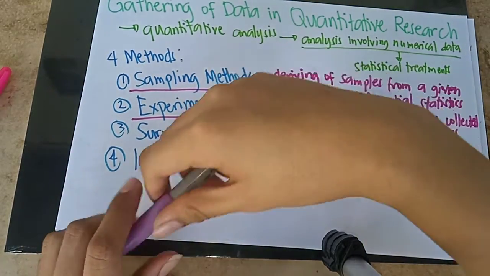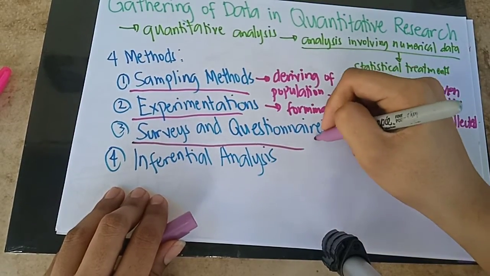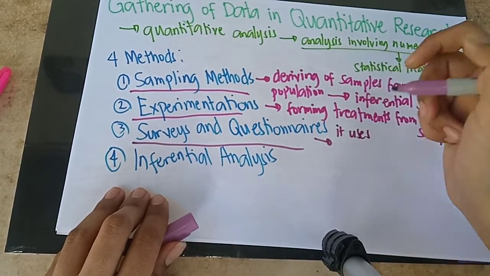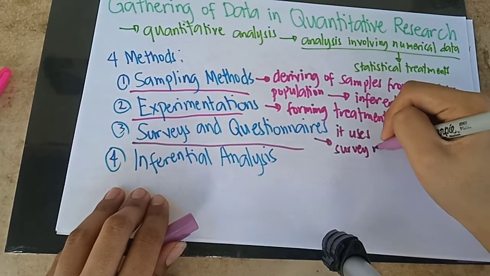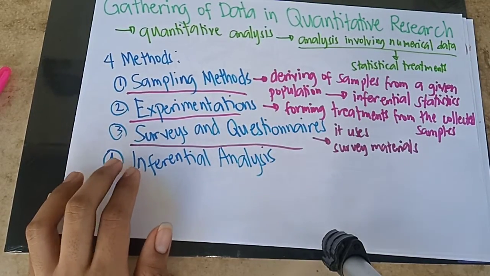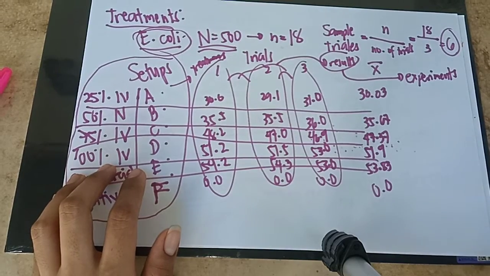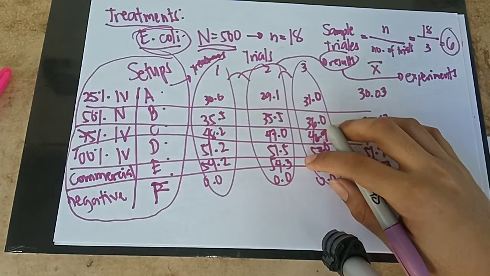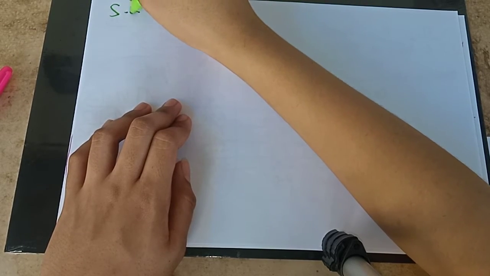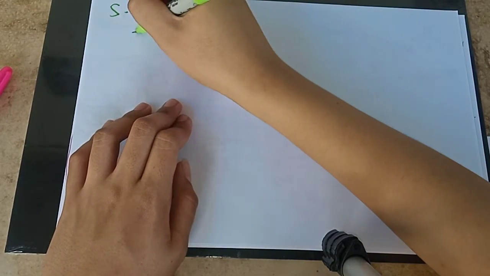The surveys and questionnaires. From the word itself, the use of surveys and questionnaires uses survey materials. To discuss this even further, let us have another example. In surveys or questionnaires, it uses the different ranking.